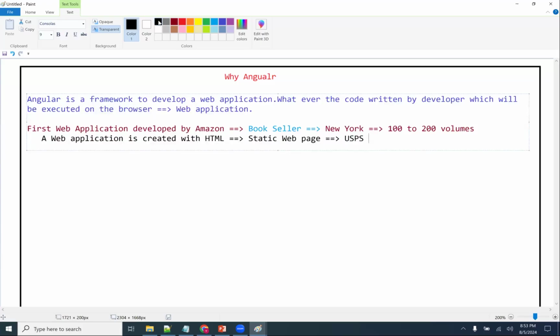What is the customer requirement? They need a book. They don't need to go to New York City, and they don't need to call Amazon. They can order through the website. Within 2 to 3 days, the book will come to your location, and you can pay the money to the postal service. That's it. So IT is providing a way to the business. This is the first application created by Amazon.